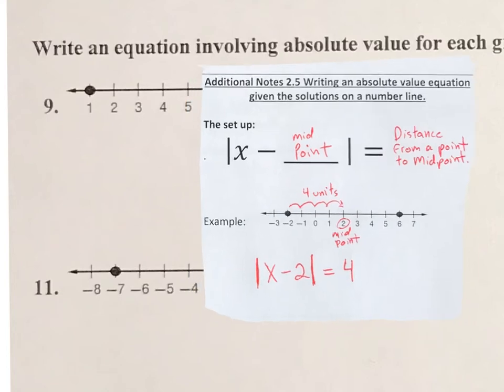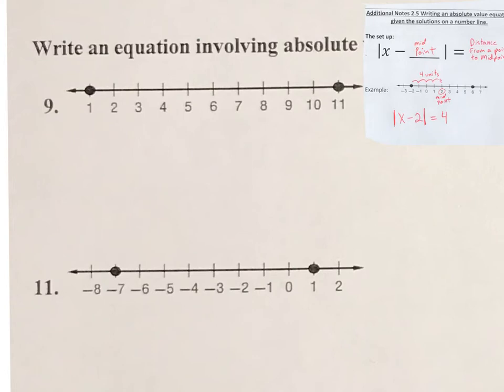So we're going to use the same notes from yesterday to write these equations. So once again, let's do the setup. We have absolute value of x minus the midpoint, and then equals, and over here belongs the distance from the point to the midpoint. So let's first find out what the midpoint is, and let's do that by counting from here and finding the middle point. So if I go 1 unit in, 2 units, 3 units, 4 units, obviously 6 is the midpoint. 6 is the midpoint. So I'm going to actually write down in here the value 6, because that's what belongs inside the absolute value of the midpoint.